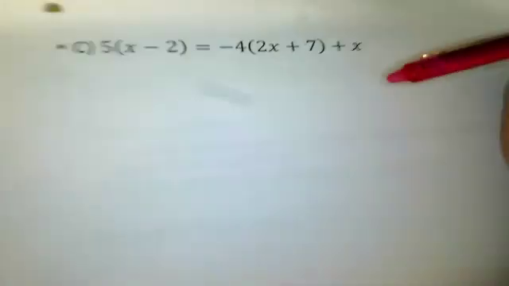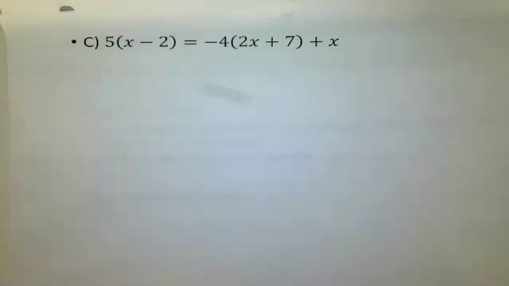Last one. Multi-step equation. All right. Letter C, we have 5 times the quantity x minus 2 is equal to negative 4 times the quantity, 2x plus 7 plus x. Again, if you know how to do this, great. Go ahead and do it. Do it on your own.